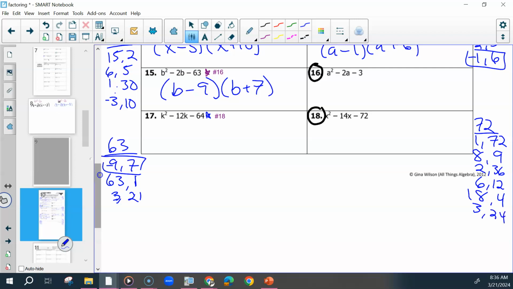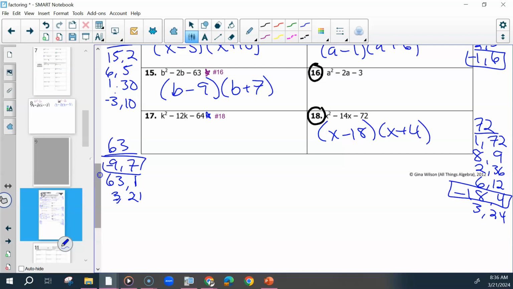Okay. So which pair could we use and which one would be negative? 4 and 18. Which one would be the negative? Would negative 4 plus 18 give us negative 14? Negative 18. So x minus 18 and x plus 4.